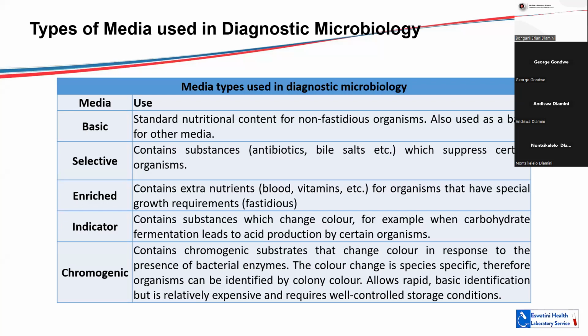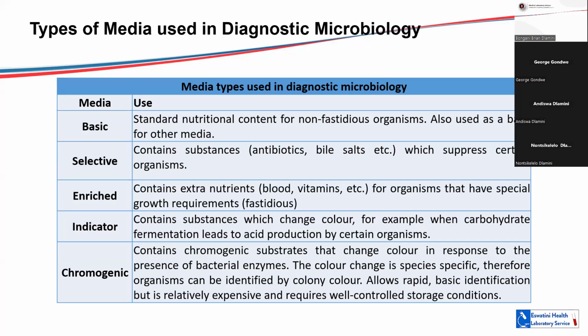We also have enriched media, such as your blood agar. These ones contain extra nutrients. They allow for the growth of fastidious as well as non-fastidious microorganisms. They may be enriched with blood or vitamins.